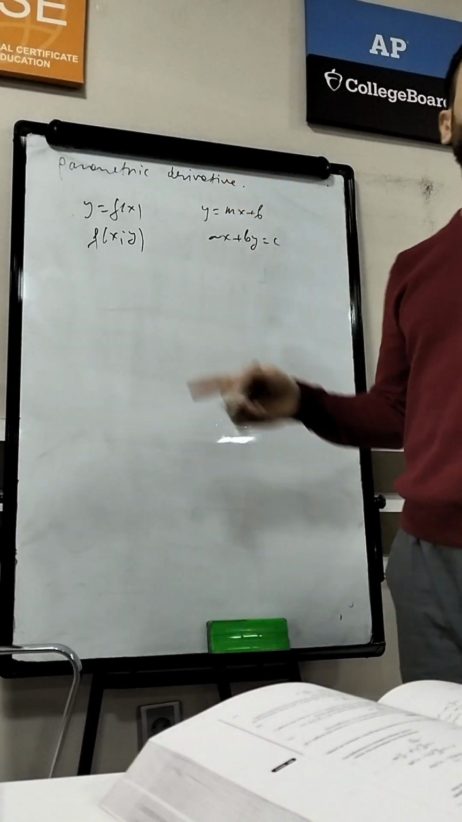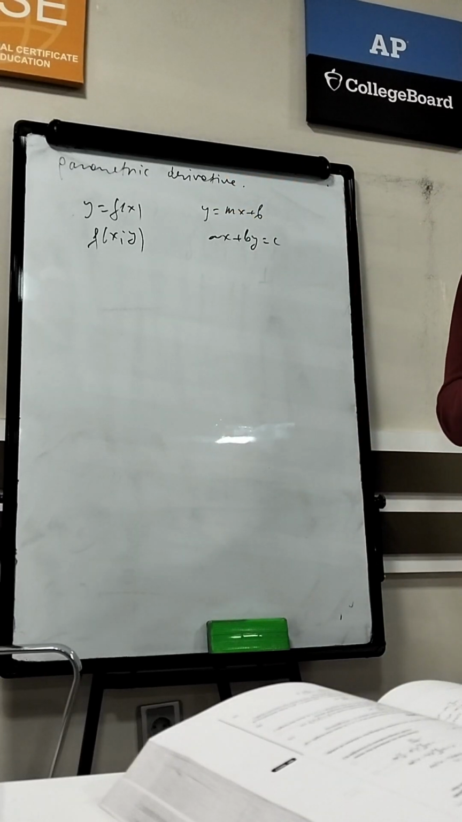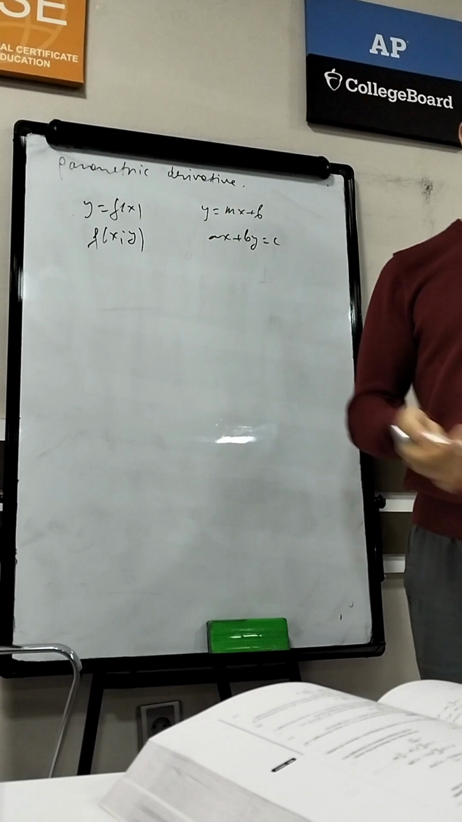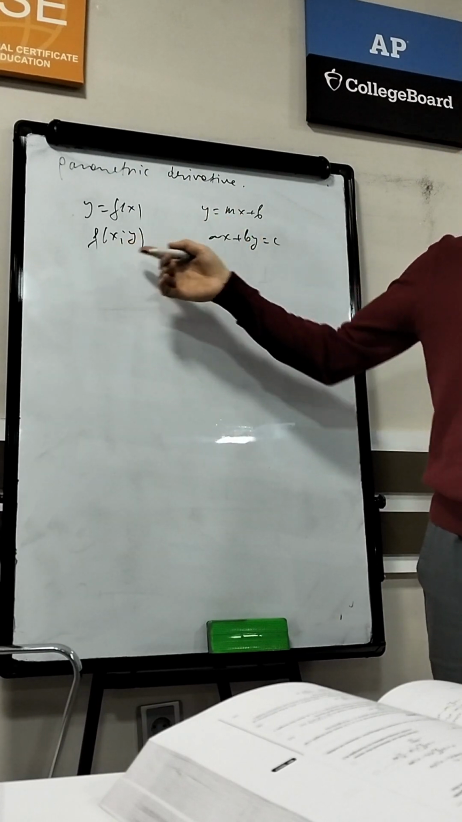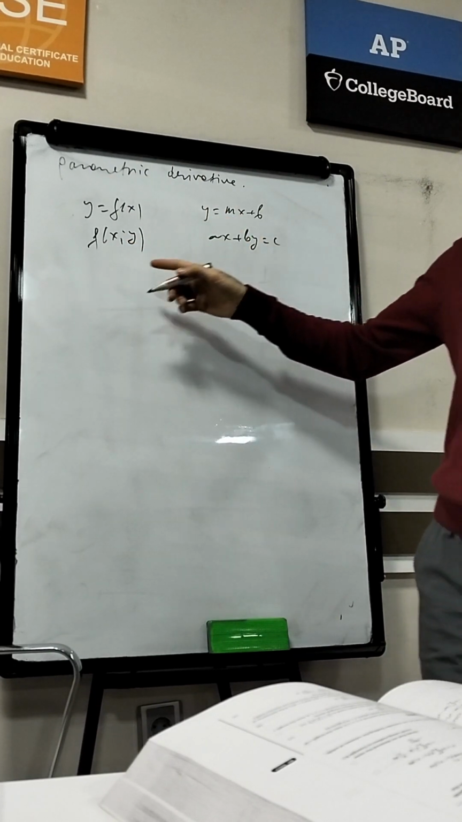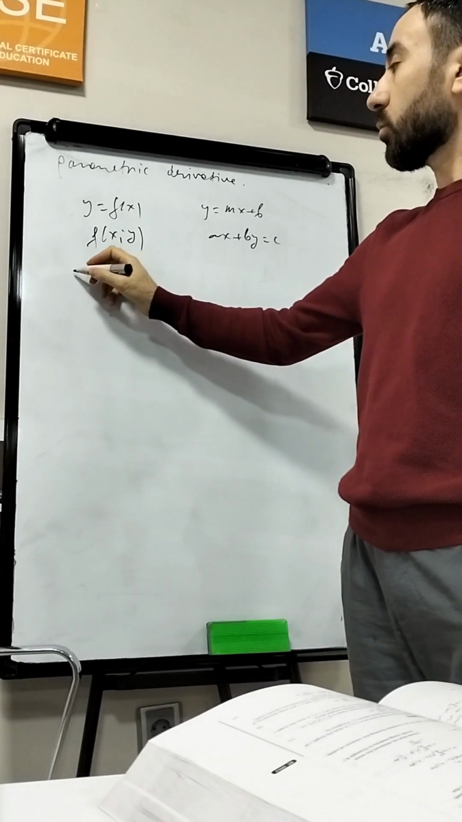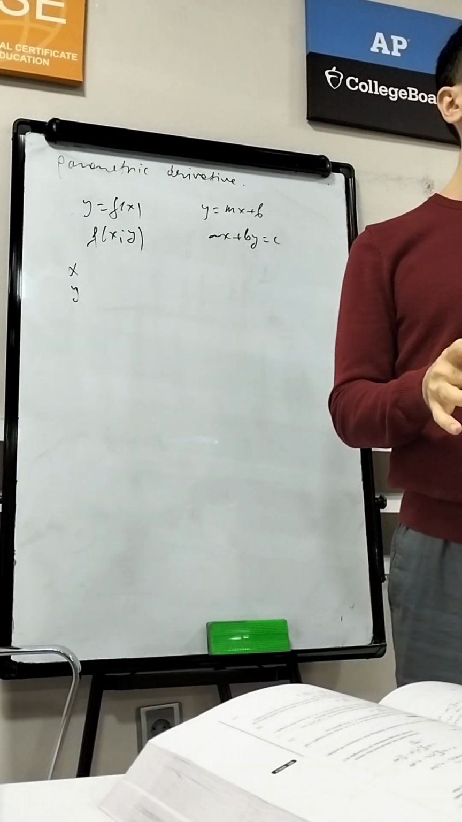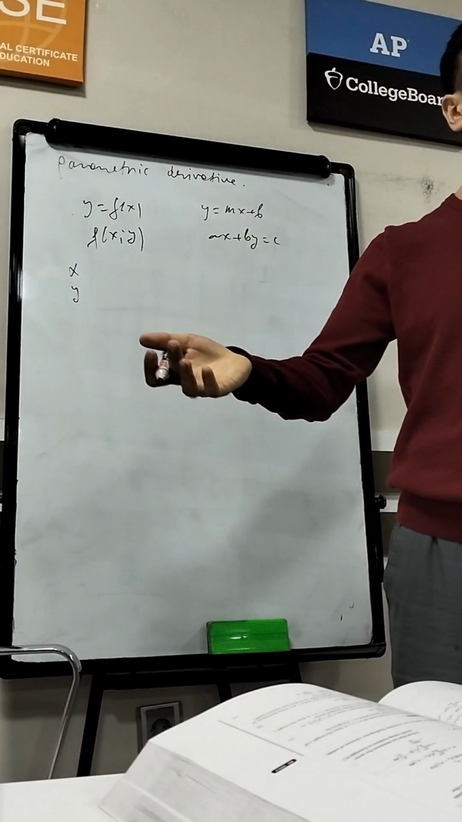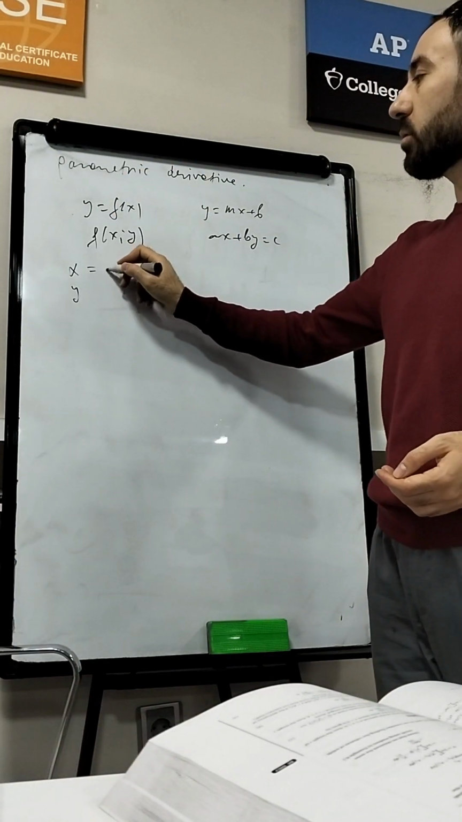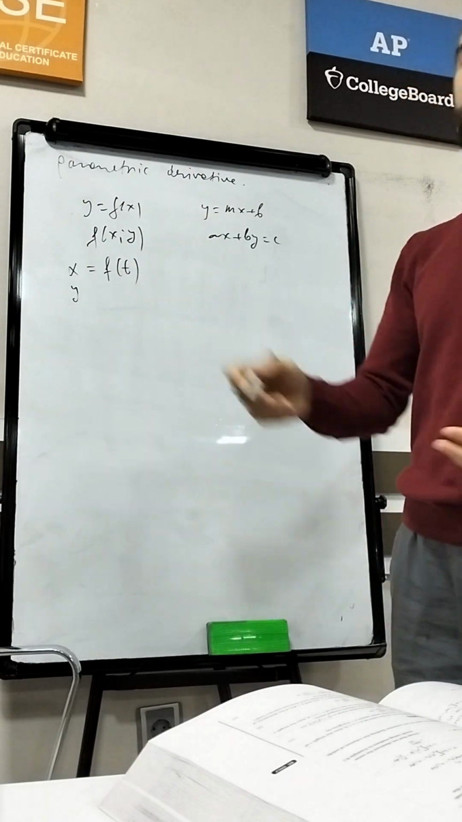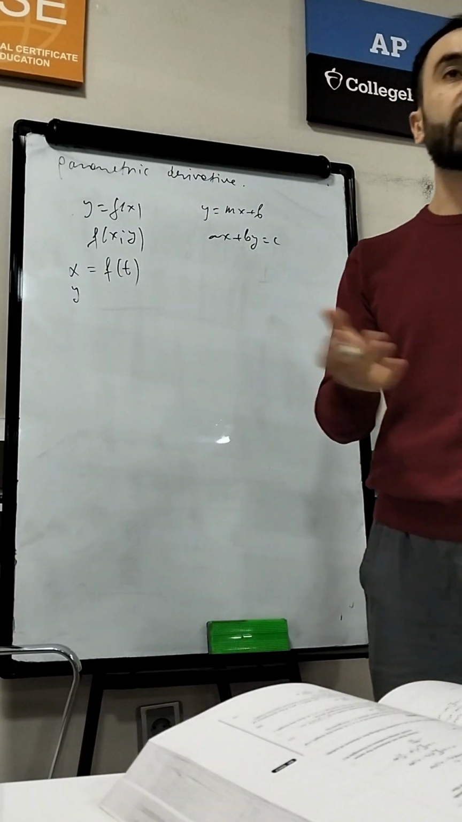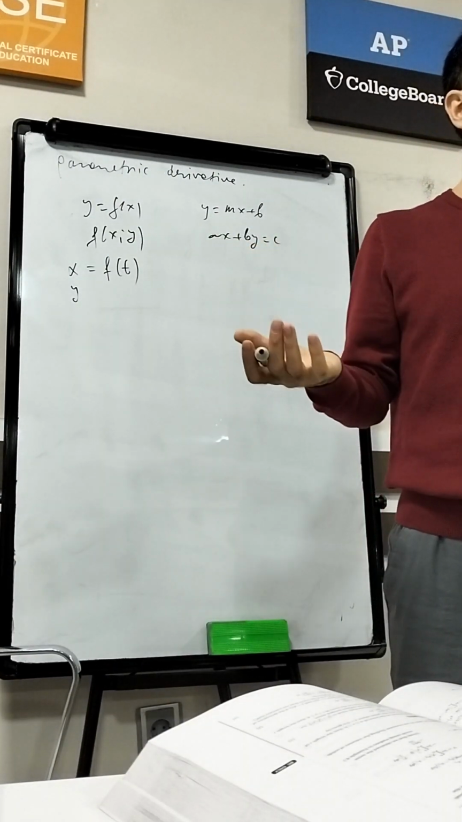Derivative functions are given in different methods: explicit method, implicit method, we studied them with you, right? And the parametric method. In the parametric method, x and y are different functions in terms of another variable. For example, x is a function of t, for example t, maybe theta, maybe a, maybe any letter.